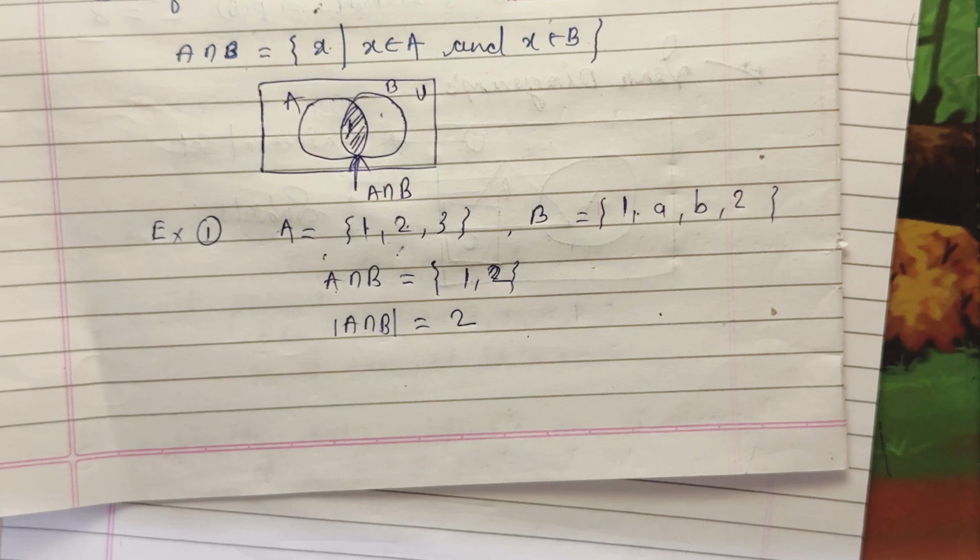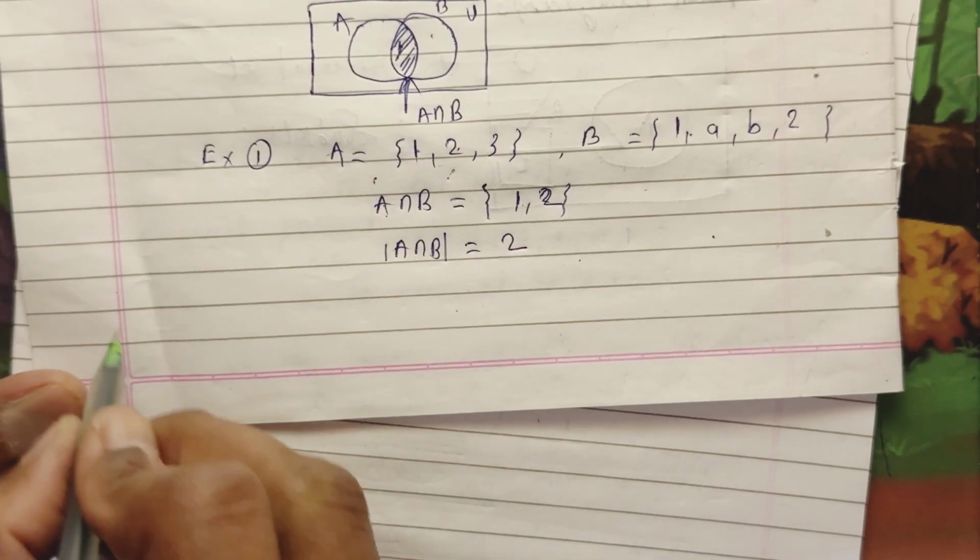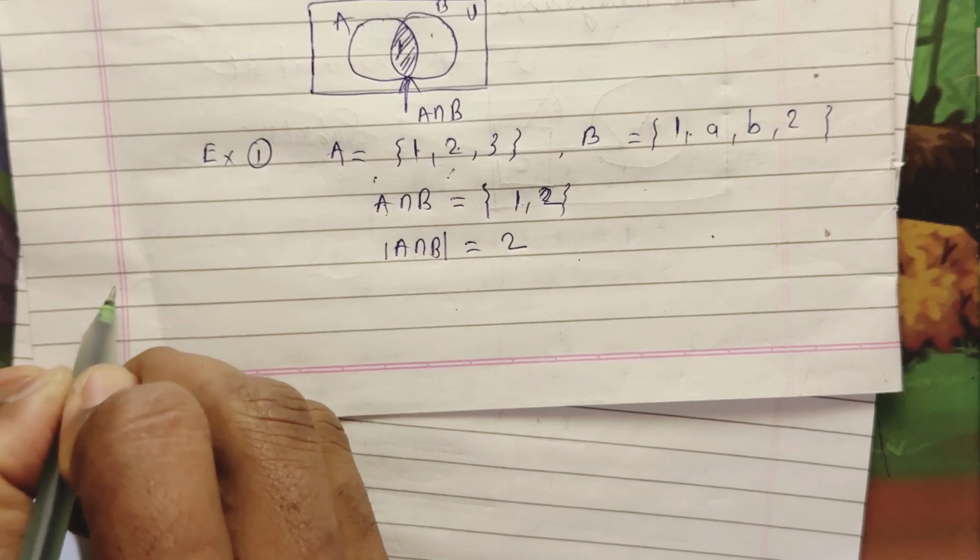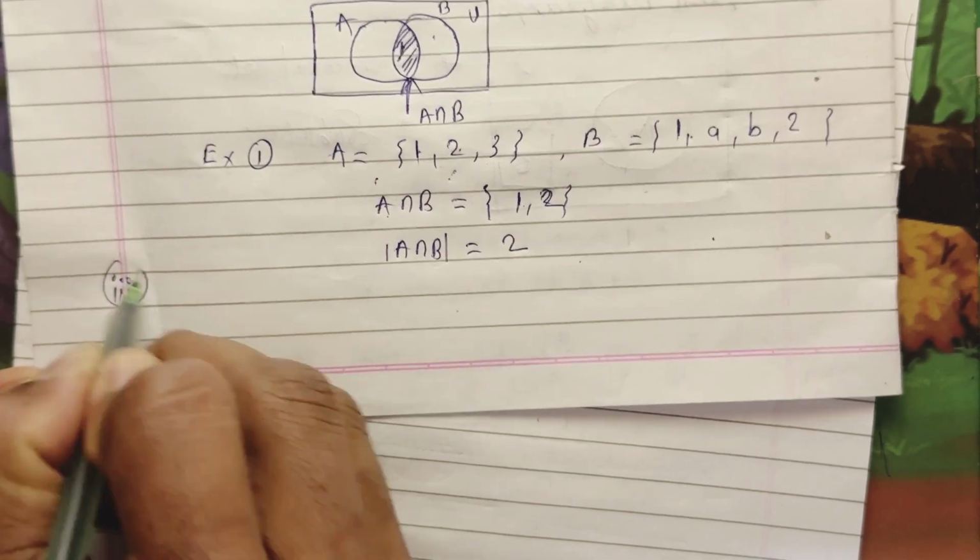Okay, yes. And we know that phi is always a part of every set, so the intersection can also be phi. We continue with the next point, the third type or operation: disjoint set.